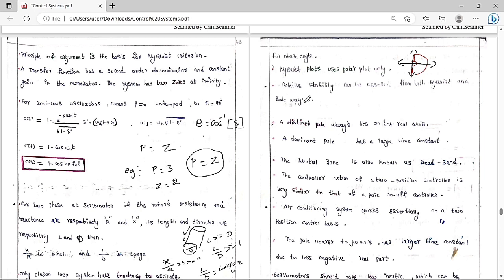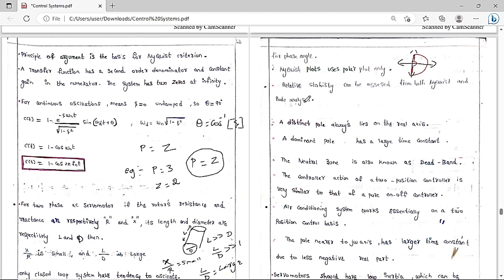If you turn it on, you will get one position. If you turn it off, you will get another position. So this is similar to that of a two-position controller. Therefore, we can say the controller action of a two-position controller is very similar to that of a pure on-off controller.